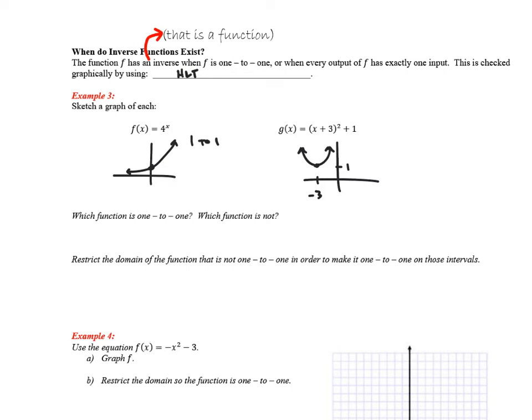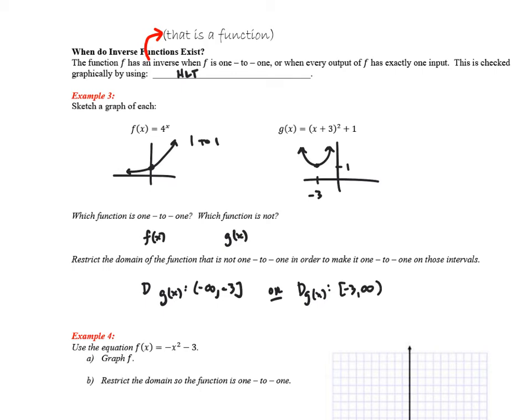So which function is 1 to 1? We said f of x was 1 to 1. Which function is not? We said g of x is not 1 to 1. Restrict the domain of the function that is not 1 to 1 in order to make it 1 to 1. So if I restricted g of x, and in this case, to get a function that passes the horizontal line test, I could do one of two things. I could either work the domain and say from negative infinity up to -3, or I could work on the other side of the quadratic and say from -3 to infinity.